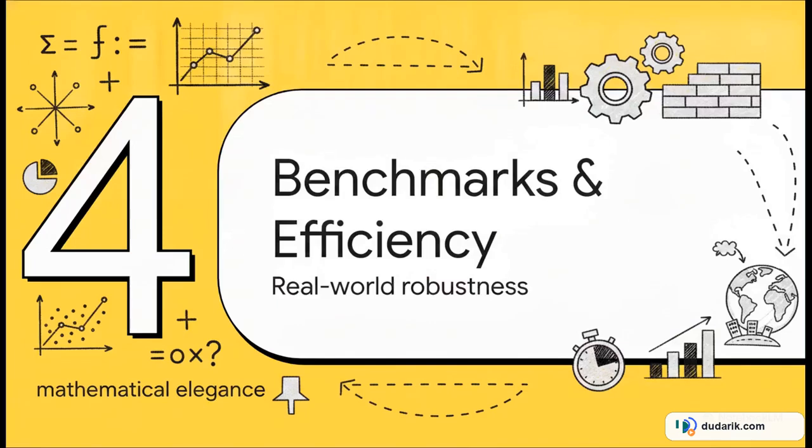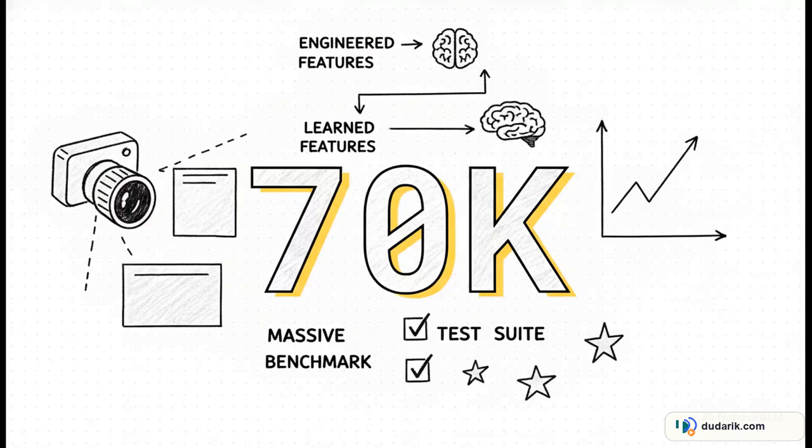Section 4, benchmarks and unmatched efficiency. Let's talk about how this mathematical theory translates into real-world robustness. The researchers didn't just test this in a vacuum. They threw it at a massive, rigorous benchmark of nearly 70,000 image pairs.